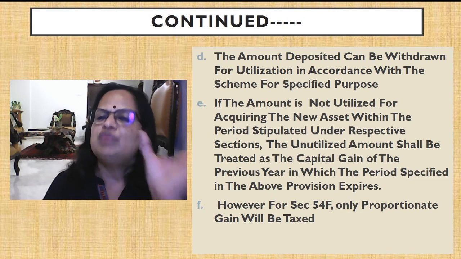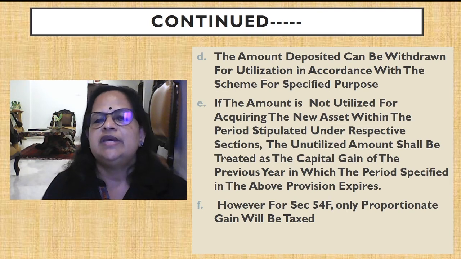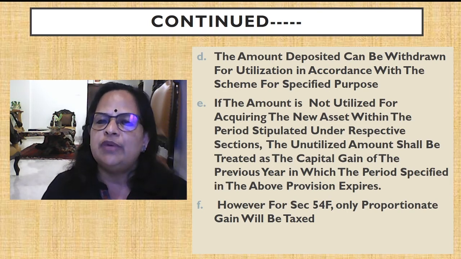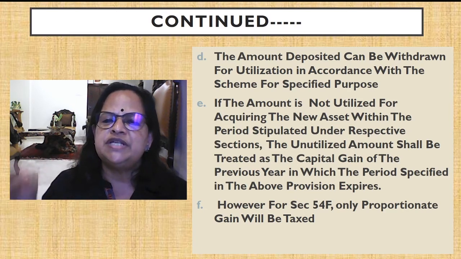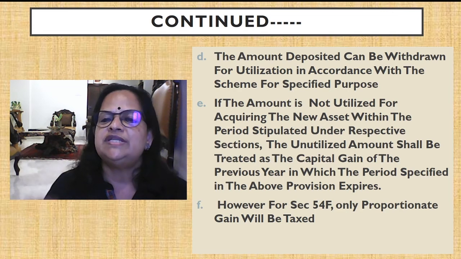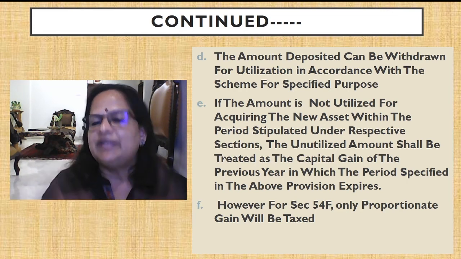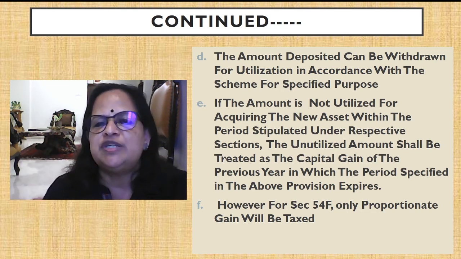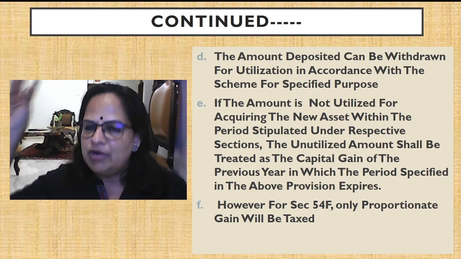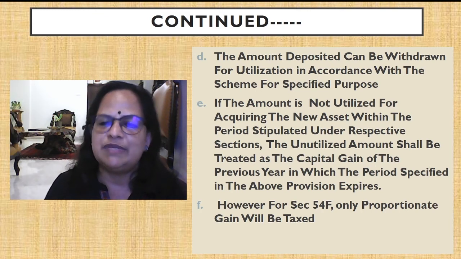So that is for buying the capital asset when you find the one of your choice. If the amount is not utilized for acquiring the new asset within the period stipulated under the respective sections, the unutilized amount shall be treated as capital gain of the previous year in which the period specified in the above provision expires. That means, if you are not able to buy the capital asset within the time period specified, then whatever amount you have deposited in the capital gain account scheme, you have to pay tax on it as capital gain.